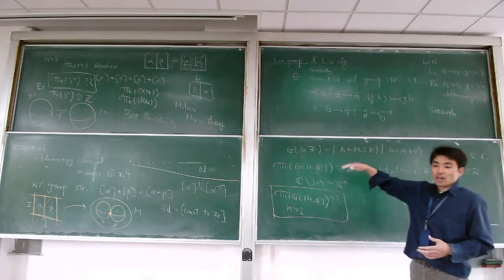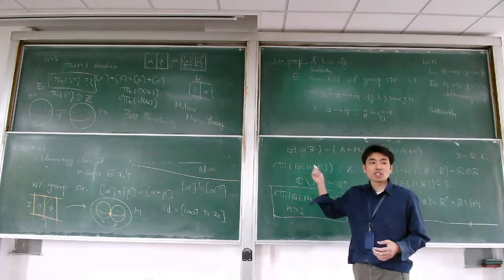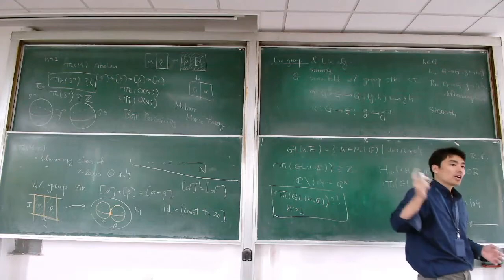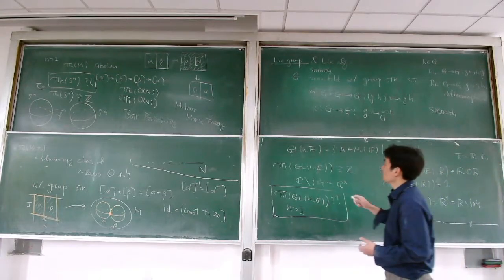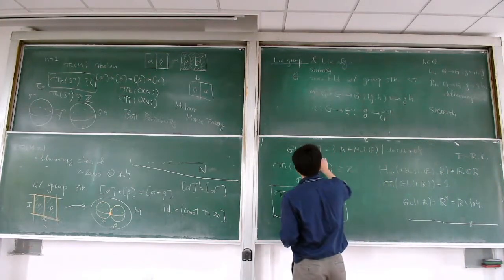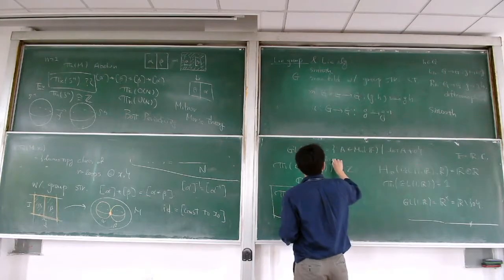So this is GL. What's the acronym? It's an acronym of something. What does GL stand for? General linear group. That's called the general linear group.